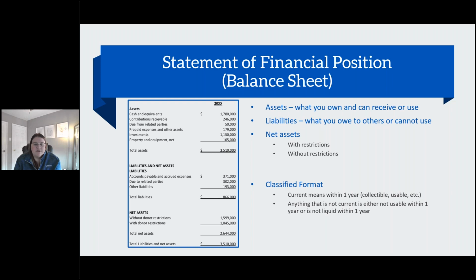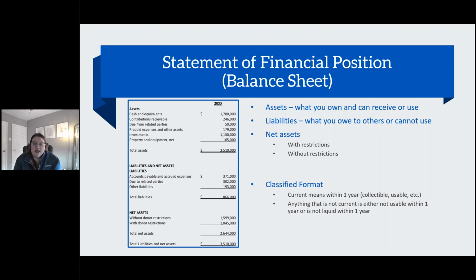That is broken down into two different buckets, which would be with and without restrictions. If you've been working within the industry more than a handful of years, you'll remember there were 3 different types of buckets way back when, which would be unrestricted, temporarily restricted, or permanently restricted, now kind of condensed into 2.